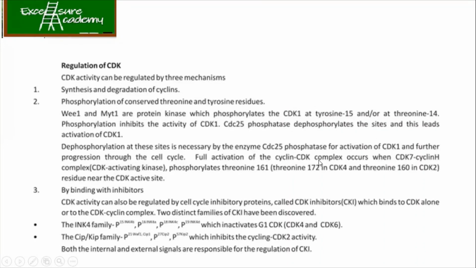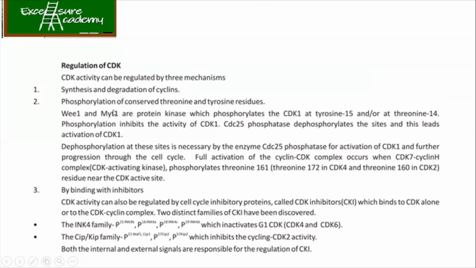This is the summary of what we have just discussed, and we have talked about Wee1, CDC25, and how they are activating and regulating. We have also discussed the INK4 family, which is an inhibitor, then the CIP and KIP family, which is again an inhibitor. So this is just the summary. Let's go through it once. CDK activity is regulated by three mechanisms: synthesis and degradation of cyclins, phosphorylation, or binding with inhibitors. These are the three ways by which cyclin dependent kinases can be regulated.